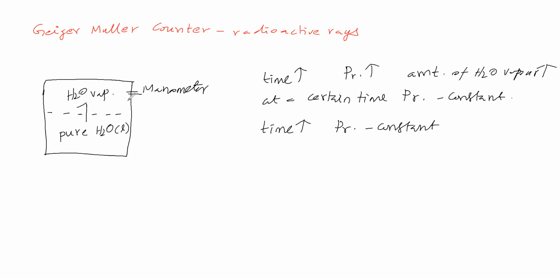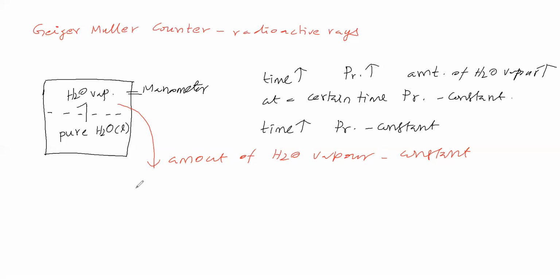That means, what about the amount of water vapor here? From this time onwards, how will the amount of water vapor be? Does it remain constant, increase, or decrease? In the beginning the pressure exerted by water vapor increased, so we said the amount of water vapor increases. After a certain time the pressure remains constant though time passes. That means the amount of water vapor remains constant.